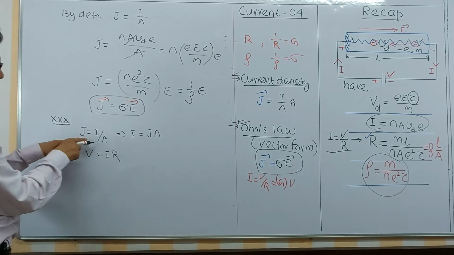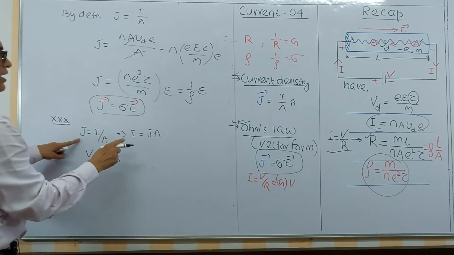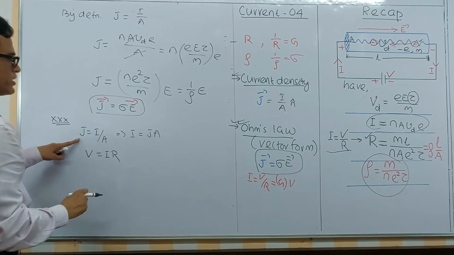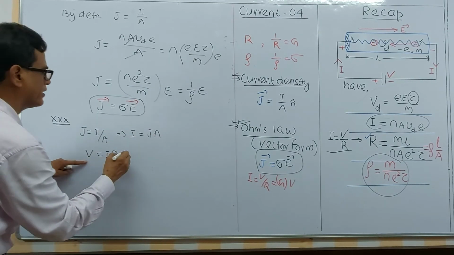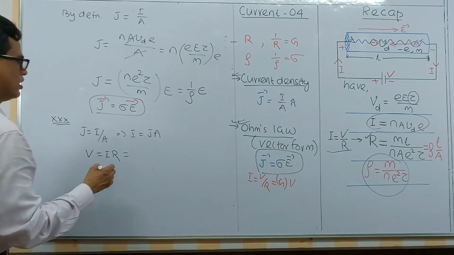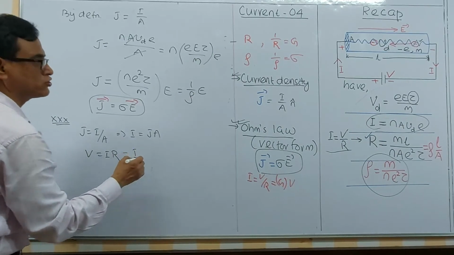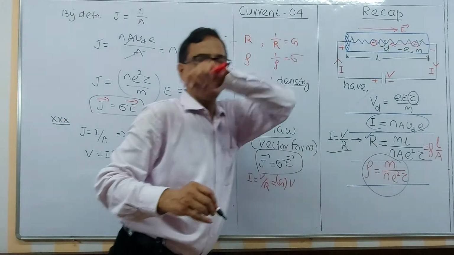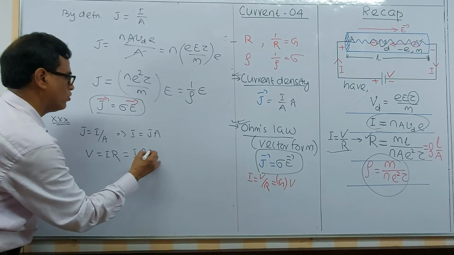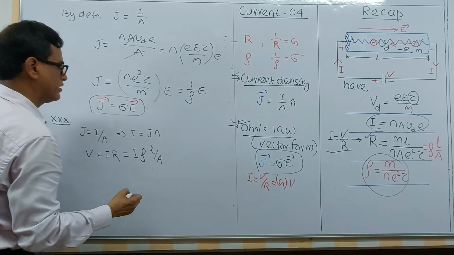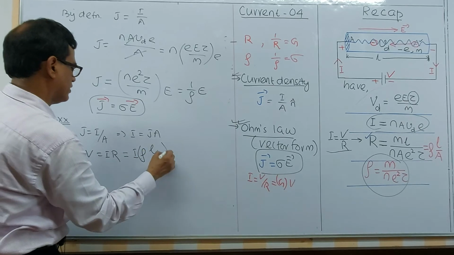You know all the formulas: J is equal to I by A by definition, I is equal to J A by cross multiplication. You know Ohm's law, V is equal to I R, and R is equal to rho L by A.